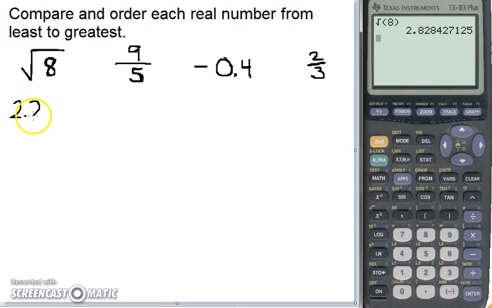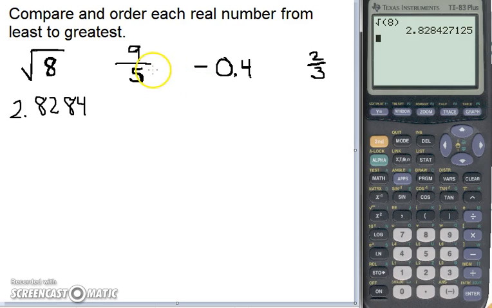But let's just pull a few of the decimal places. So, oops, I wrote that backwards. 2.8284. I'd pick 3 or 4 decimal places just so we have a good way to compare. All right, now we're going to change. Now we're going to do 9/5.